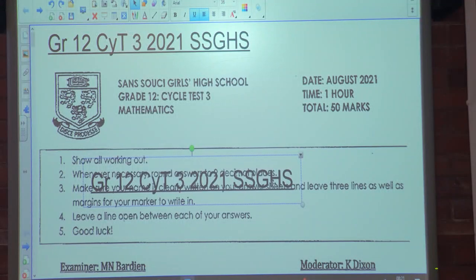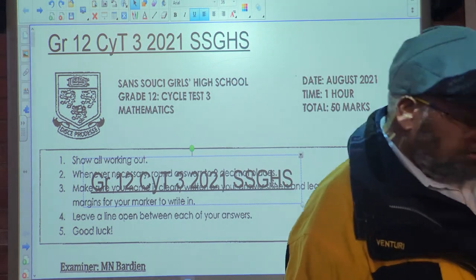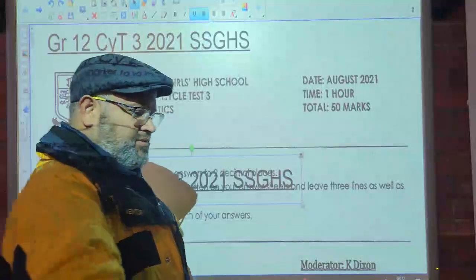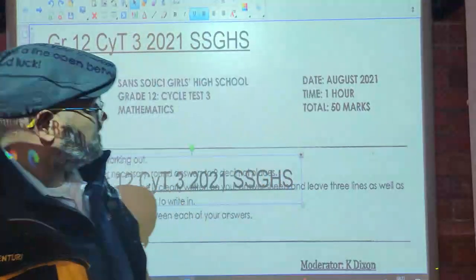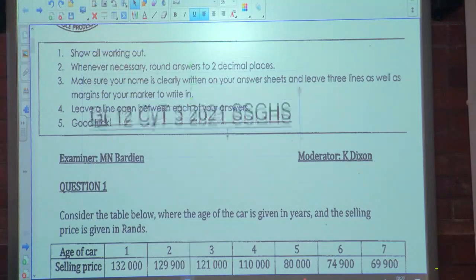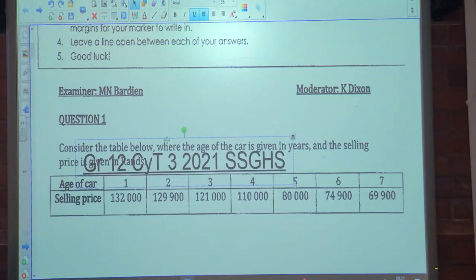So today we're looking at cycle test 3 of 2021. The question paper and memo can be found in the description box below.